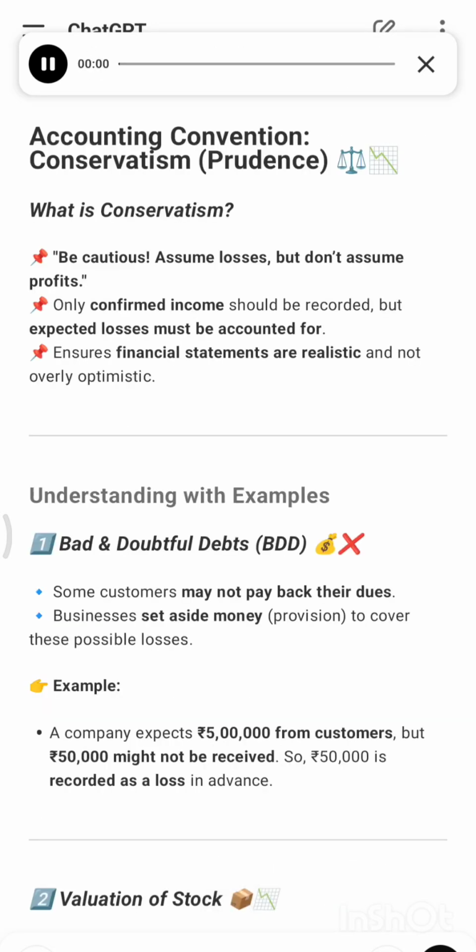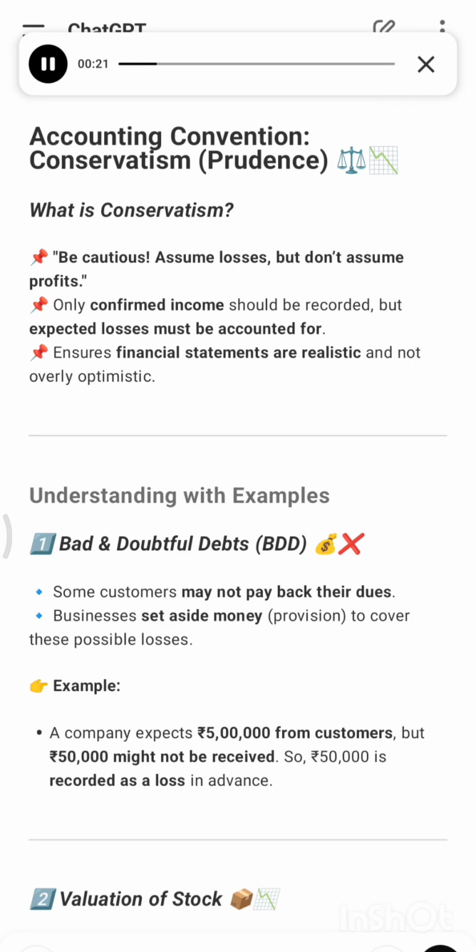Accounting convention, conservatism. What is conservatism? Be cautious. Assume losses, but don't assume profits. Only confirmed income should be recorded, but expected losses must be accounted for. It ensures financial statements are realistic and not overly optimistic.